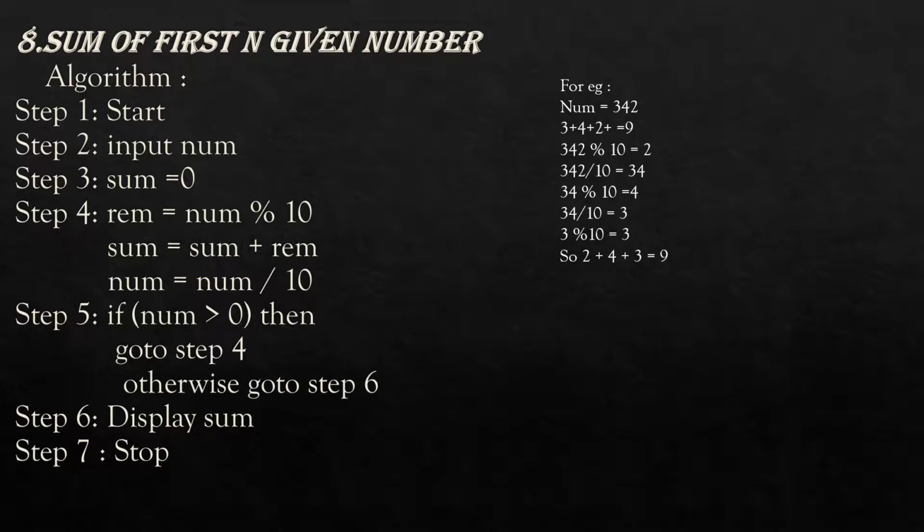Now num equals num divided by 10. Now what is num? 342 divided by 10. So 342 divided by 10 is 34. Okay, if 34 is greater than 0, then go to step 4. Yes, 34 is greater than 0, so we'll go to step 4 again.